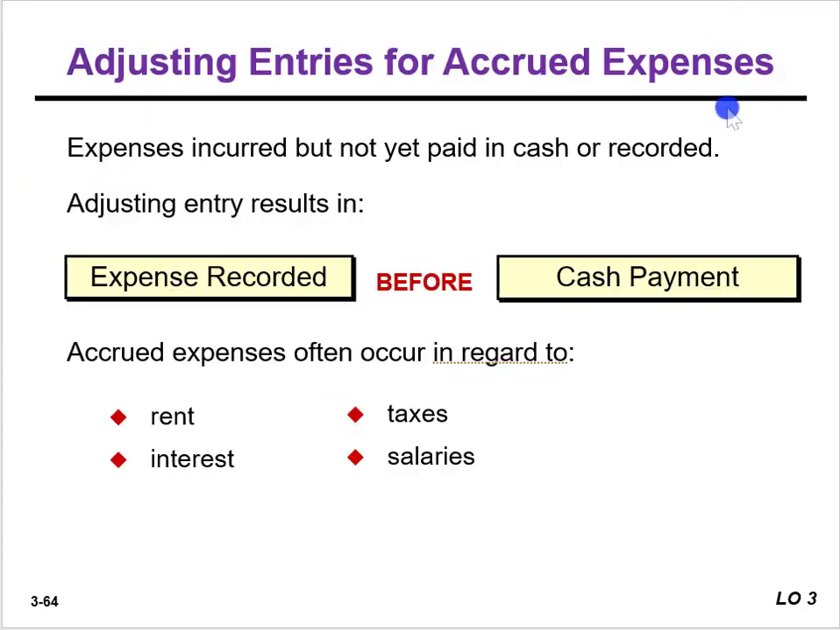And so adjusting entries for accrued expenses. So expenses incurred but not yet paid in cash or recorded. And so adjusting entry results in expense recorded before cash is paid. Often expenses in this regard are rent, interest, taxes, and salaries.